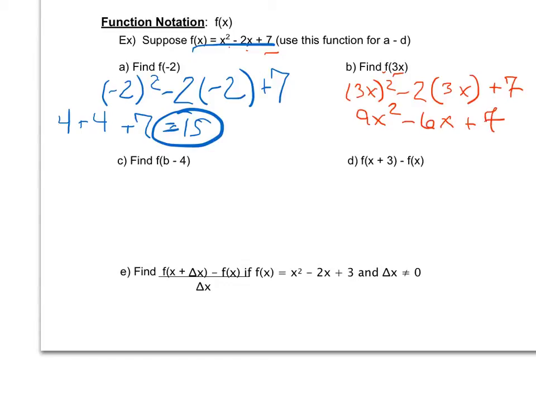Because I don't have any like terms, that's the best I can do, and that's my final answer on this one. So notice, just because I'm evaluating doesn't mean I'm going to get a nice solid answer, or numerical answer. I may get an expression.